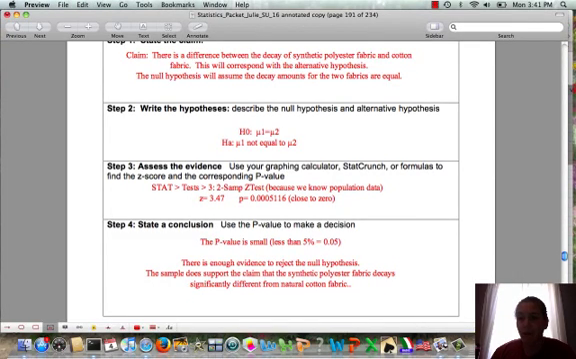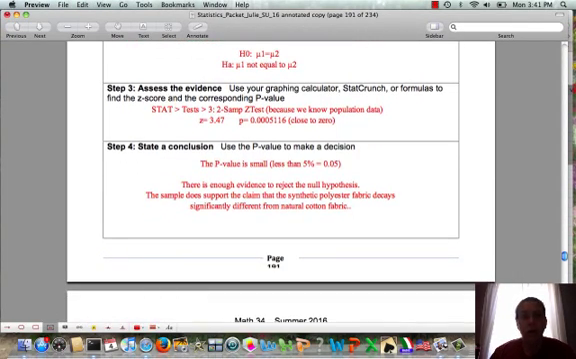So now we want to state our conclusion. The p-value is small, less than 5% or 0.05. Remember, by default, we compare to 0.05 unless we're told a different significance level. There is enough evidence to reject the null hypothesis. The sample does support the claim that the synthetic polyester fabric decays significantly different from natural cotton fabric.